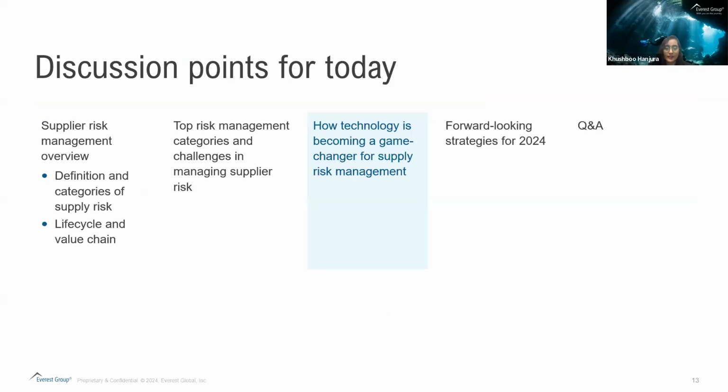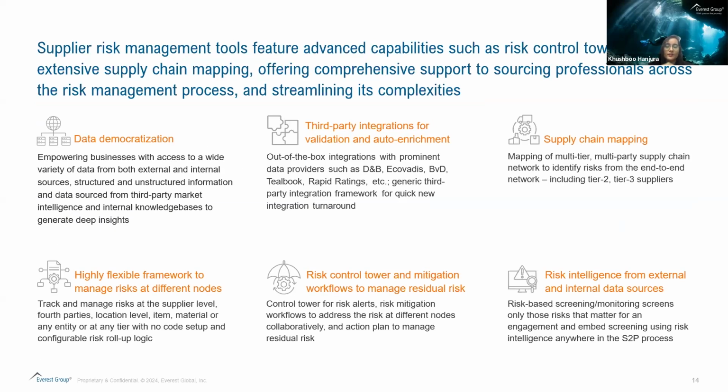Okay, moving on to the next section, where we will talk about how technology is becoming a game changer for supply risk management. We have been talking to a lot of sourcing organizations, and at the same time to a lot of providers, to understand what tools and features they are providing to their clients in terms of advanced capabilities, such as risk control towers and supply chain mapping. What are the capabilities that really stand out in their tools? Calling out some of those here.